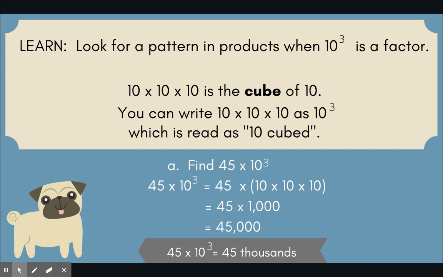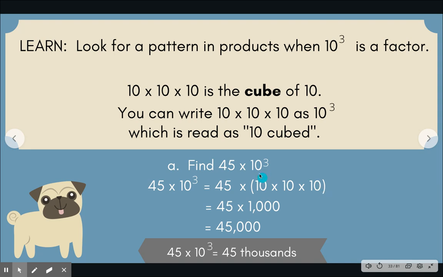Look for a pattern in products when 10 cubed is a factor, or 10 with an exponent of 3. 10 times 10 times 10 is the cube of 10. You can write 10 times 10 times 10 as 10 with an exponent of 3, which is read as 10 cubed. Find 45 times 10 cubed. 45 times 10 cubed equals 45 times 10 times 10 times 10.